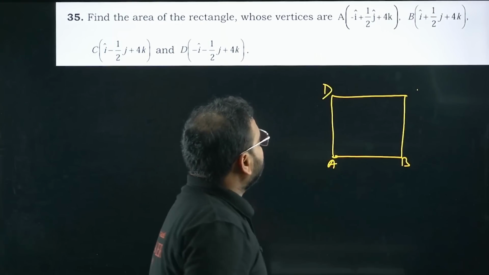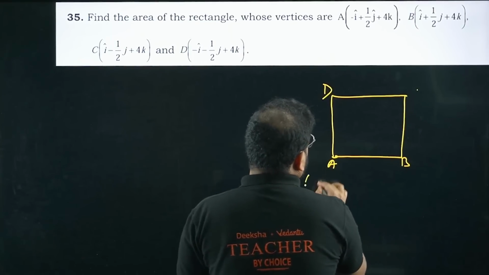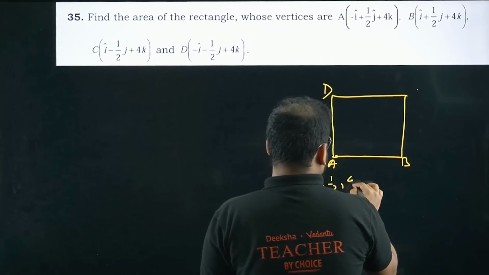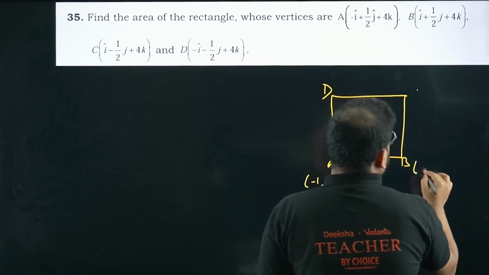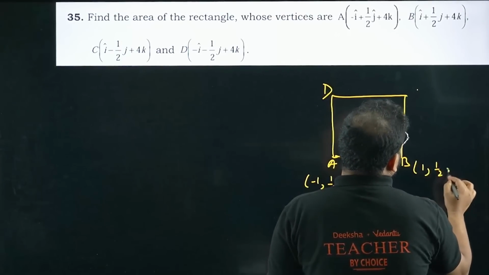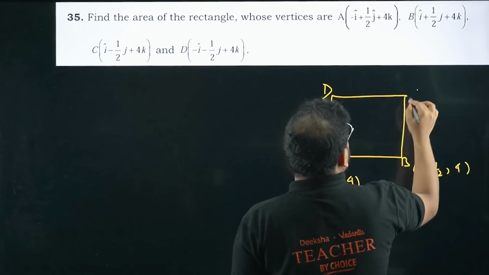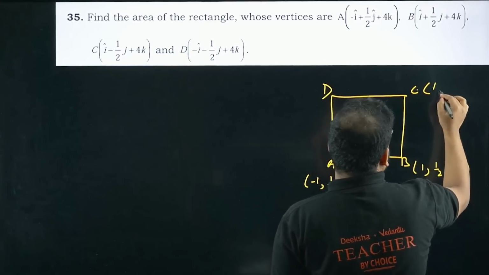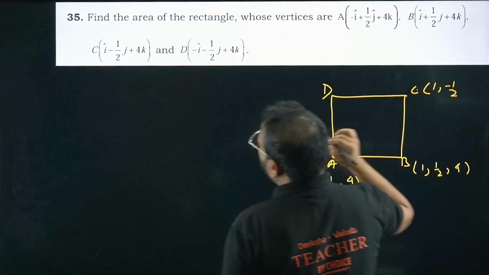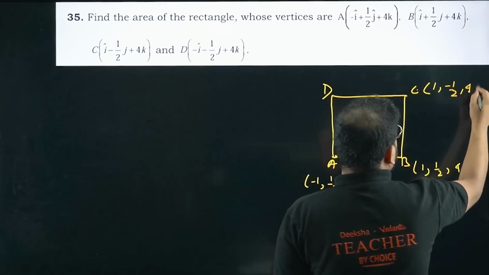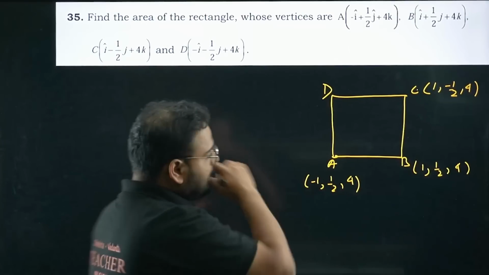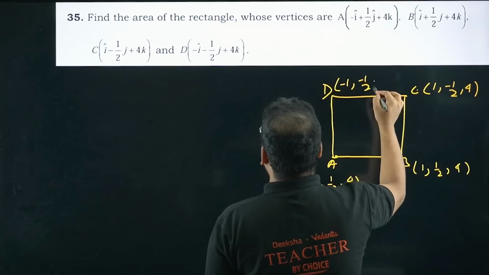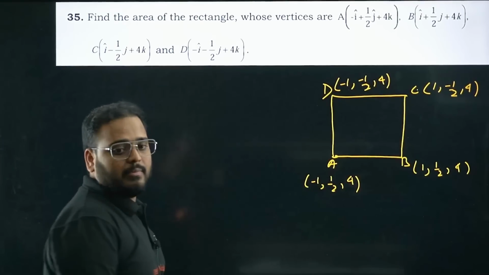A's coordinate is given as minus 1, 1 by 2, and 4. B will be 1, 1 by 2, and 4. For C, I'll have 1, minus 1 by 2. Do I need this? I don't think I need this, but let's just write it anyway. And for D, I have minus 1, minus 1 by 2, and 4.